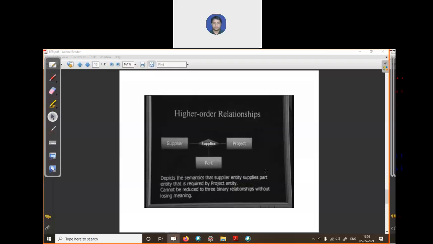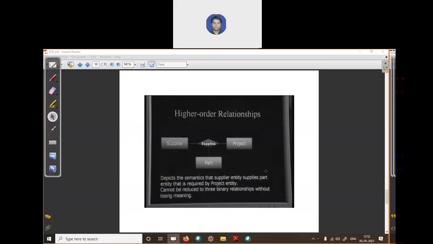The next is higher order relationship. When we discuss relationships, you remember the degree of relationship. Degree of relationship shows how many entity types are participating in that relation. When two entity types are participating, it's called a binary relationship. When three entity types are participating in the relationship, it's called a ternary relationship. When there is only one entity participating in that relationship, it's called a unary relationship.